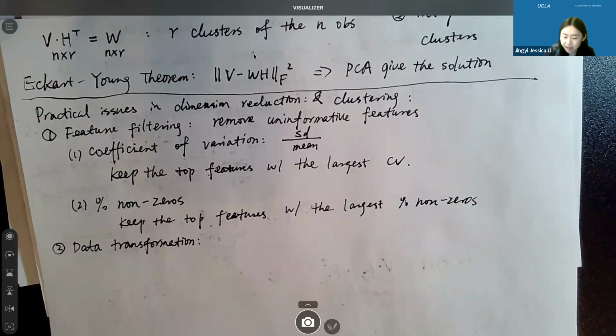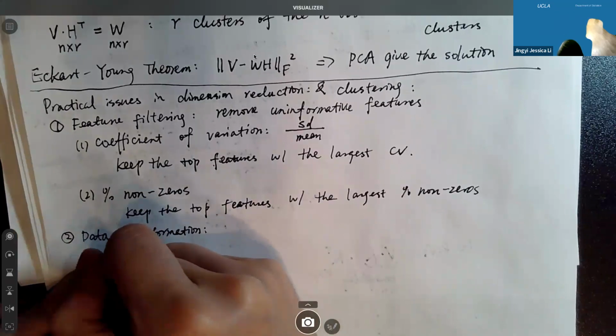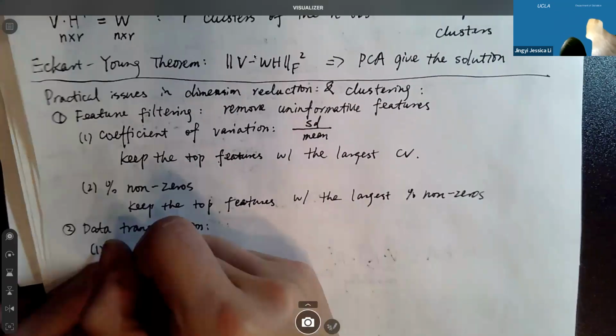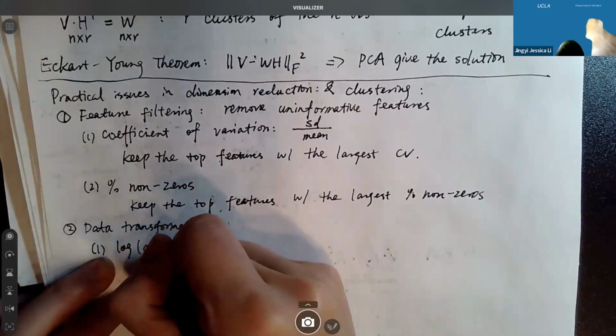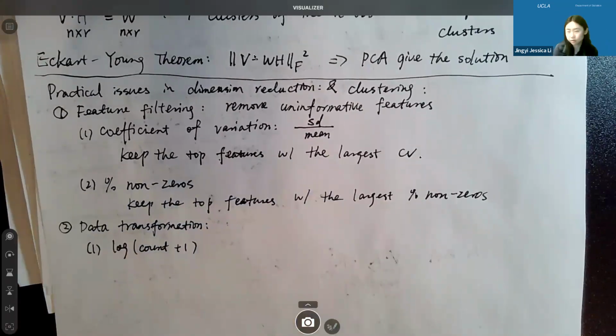So thinking of that, many people commonly apply this transformation, which is called log count plus 1. This is a very common transformation applied in the single cell field, and you can see the effect.